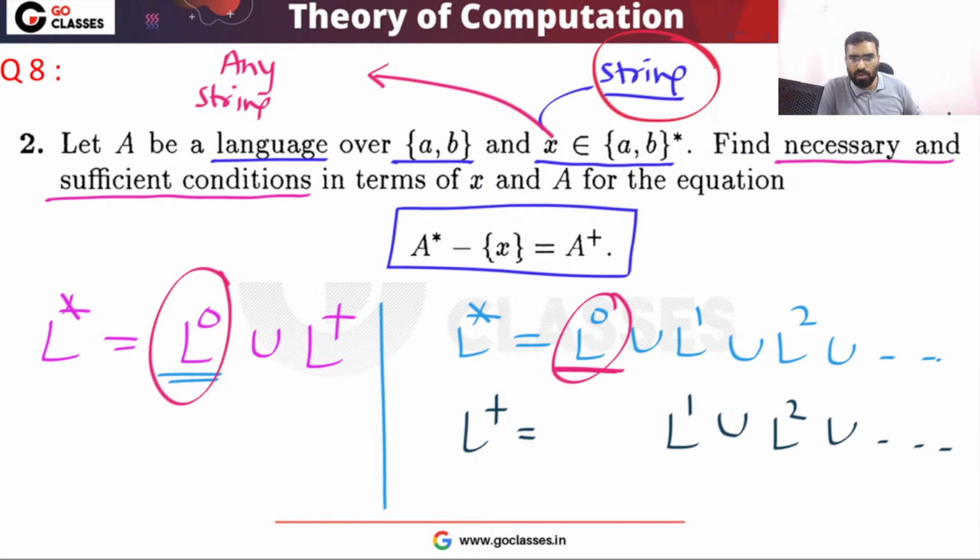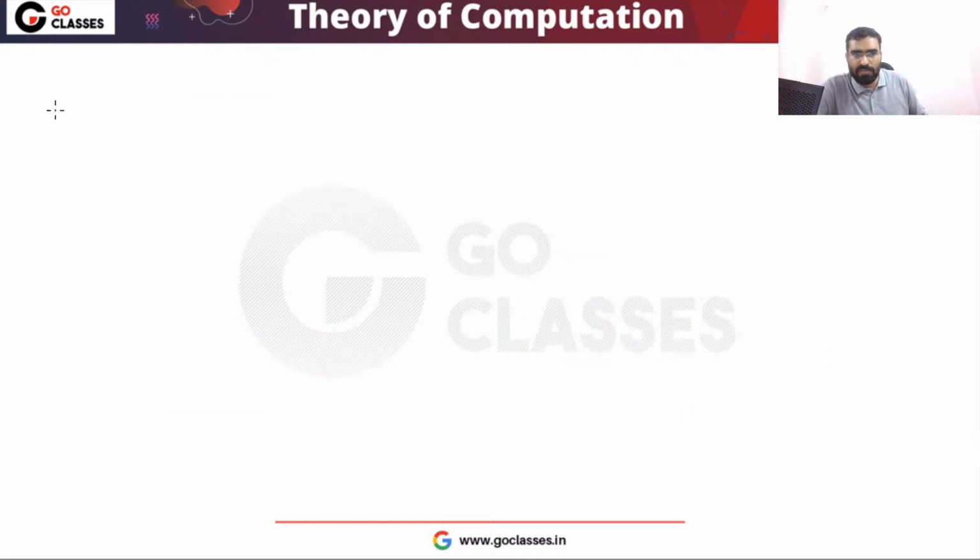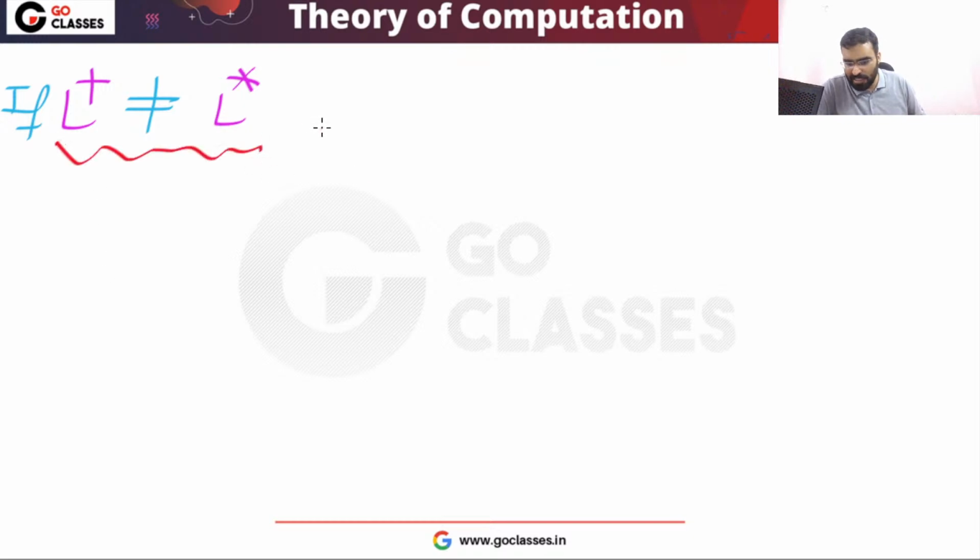Okay, now you can notice that the only difference between L, L star, that can be L plus, L star. Maximum what can be different? Which string? If they are different, then which string can make them different? Just tell me this point.